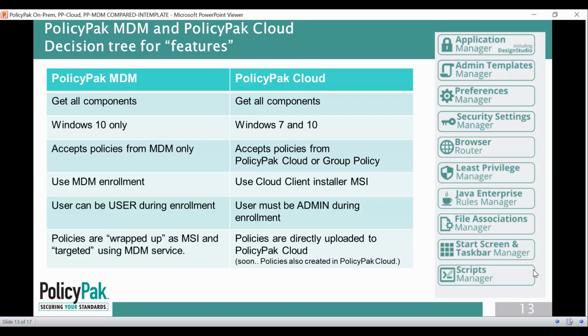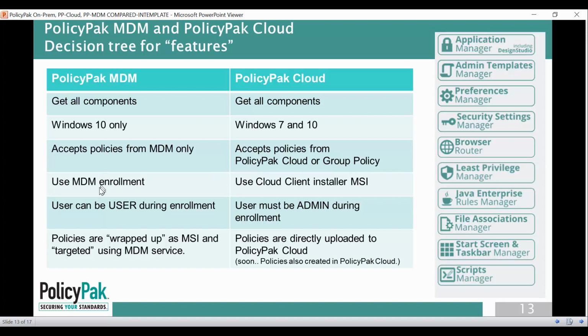So remember, in both scenarios, in MDM and Cloud, you get everything. Okay, you're not somehow hobbled because you are buying one version. Same thing, both versions, MDM and Cloud Edition. MDM only works with Windows 10 only because only Windows 10 machines can enroll in an MDM service. PolicyPak Cloud lets you join Windows 10 and 7 machines if that's what you wanted to do. PolicyPak MDM will only accept policies from your MDM service. PolicyPak Cloud is more flexible. It'll accept policies from both PolicyPak Cloud and your on-prem GPOs. So if you want to be more flexible, PolicyPak Cloud can do that.